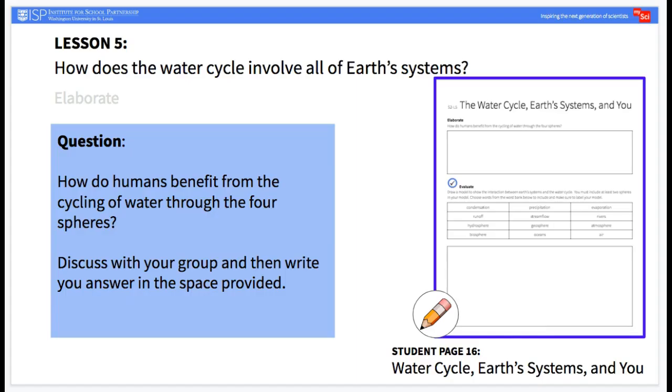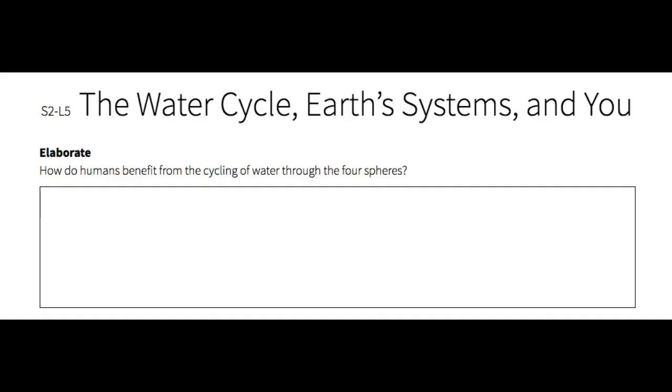In the Elaborate portion of this lesson, students will construct an explanation to the question, how do humans benefit from the cycling of water through the 4 spheres? Students should recognize that the water cycle helps distribute water over Earth's surface. Water is needed for humans, plants, and animals to survive.